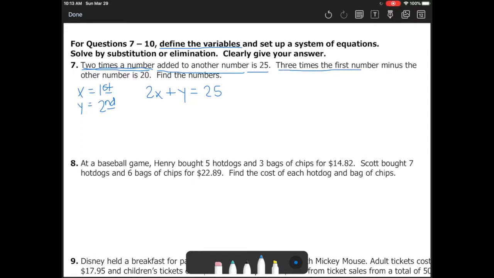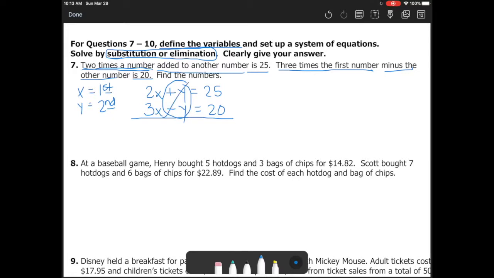3 times the first number minus the other number is 20. There's my second equation, excuse me. So now I need to find the numbers. I need to solve. Well, I can choose substitution or elimination. So take a minute to look at the problem, and hopefully you see what I see, which is that I have a zero pair right here already set up for me. So boom, we're going to use elimination.